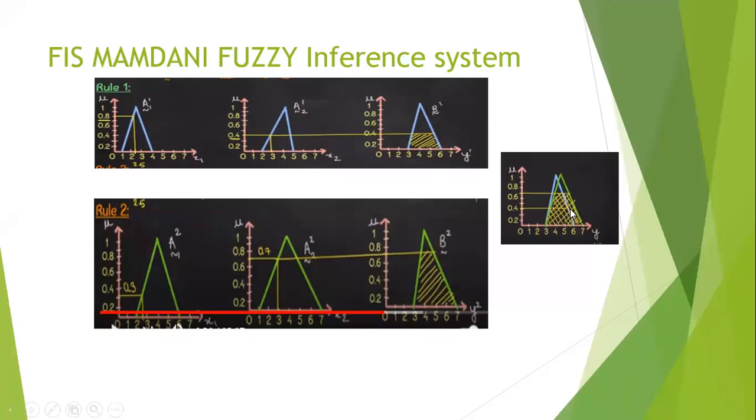So you need to defuzzify this output. This is not the final output. This is the output of fuzzy inference, the Mamdani fuzzy inference system. You need to defuzzify this final output again. That is in your max minimum method.